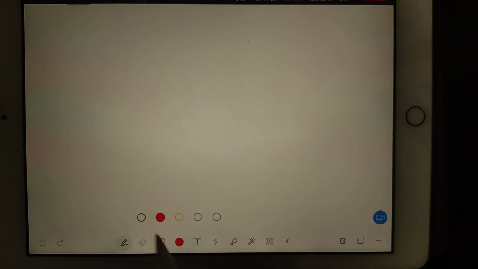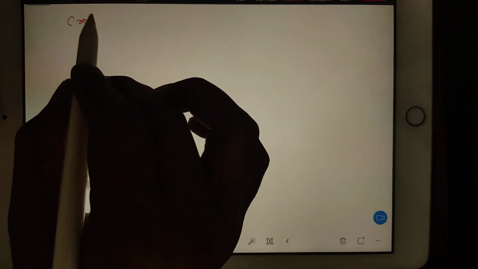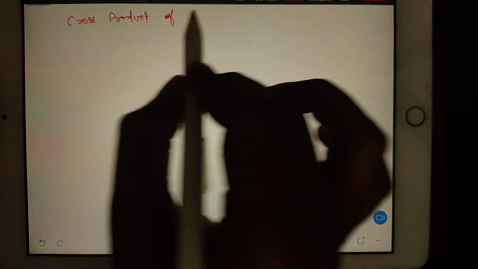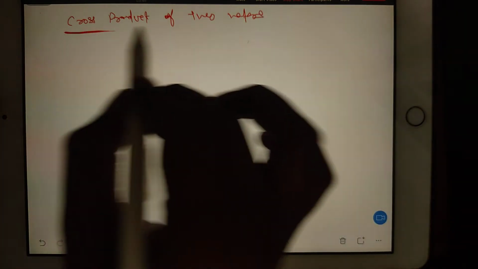In the last lecture we saw something about center of mass. Now today we are going to see something called cross product. After this I will explain something. Take down cross product of two vectors.